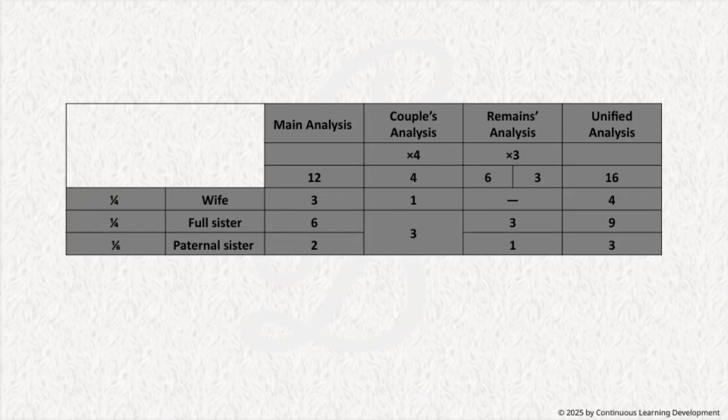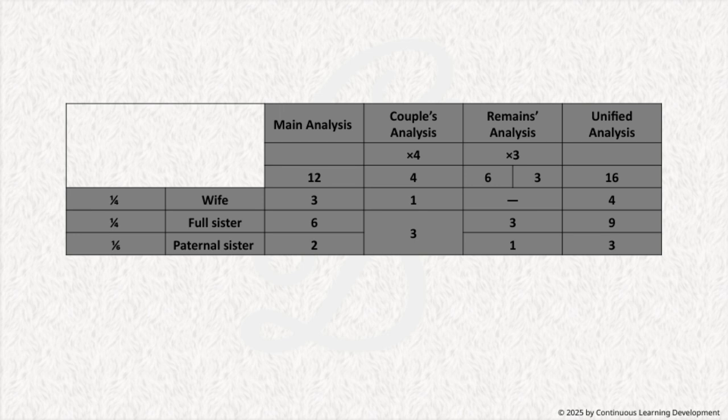Let's take a closer look at this table, which summarizes our analysis across different categories. First, notice the row labeled Main Analysis. This is our overall overview, with a total of 12 cases. When we delve into the couple's analysis, it shows 4 cases, indicating specific patterns or relationships between partners. Moving to the Remains analysis, we see 6 cases, which focus on the surviving family members or remaining individuals involved. Lastly, the Unified analysis combines these perspectives, totaling 3 cases, giving us a comprehensive view.